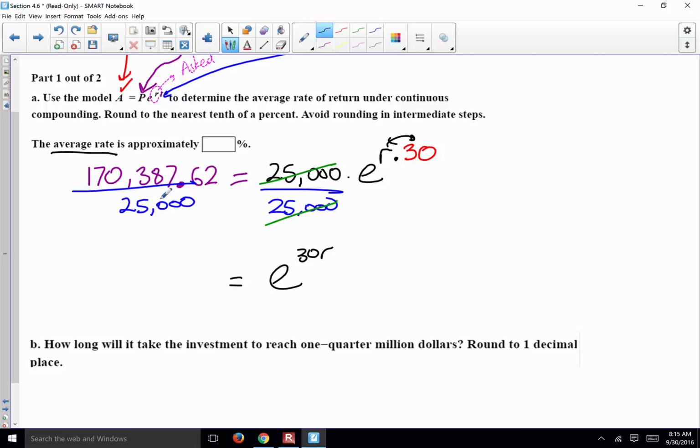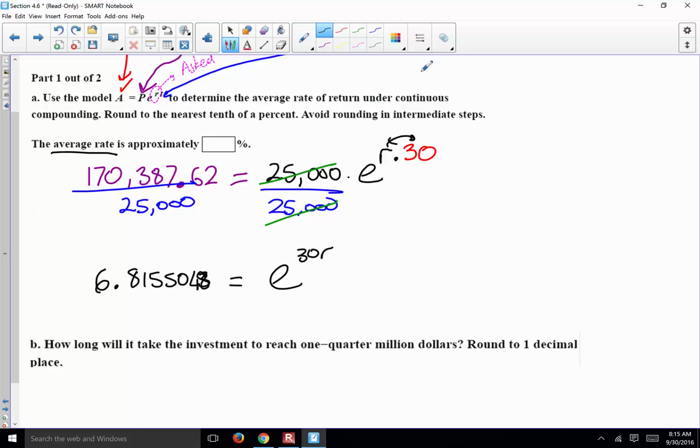What is this thing? It's 6.81550. Just take several, 4 or 5 digits, to be certain, because if you cut it too much, like 6.8, you may not get the exact precision of the answer.